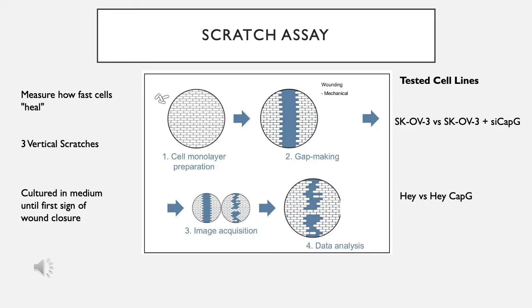After the creation of cells with knockout and overexpressed CapG, a scratch assay was performed. A scratch assay measures the amount of time it takes for the samples to heal after being cut. To make the scratch, a pipette was used to create 3 vertical scratches for each cell line. They waited until the first wound appeared to be closing and then used methanol to freeze the cells in place. These snapshots were then measured. They compared the movement of SKOV3 and the CapG knockout version, and also the HEY and the overexpressed CapG version of HEY.